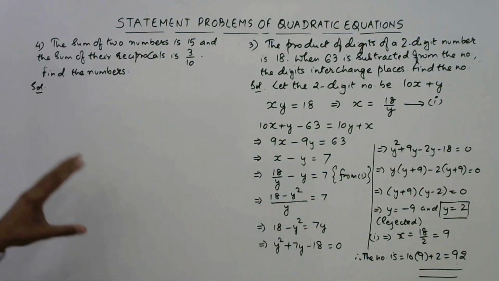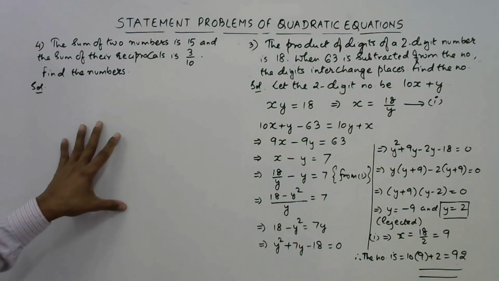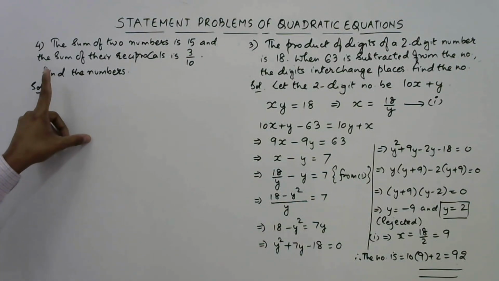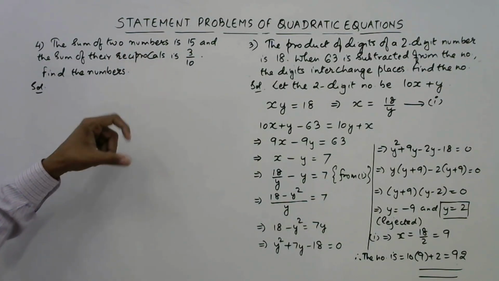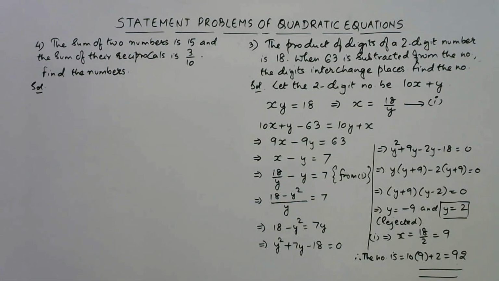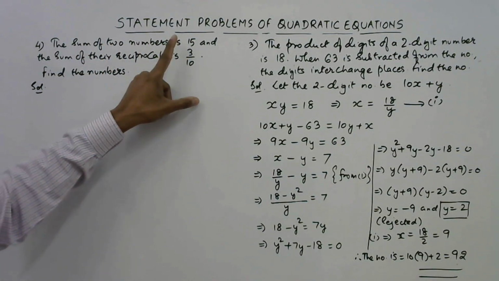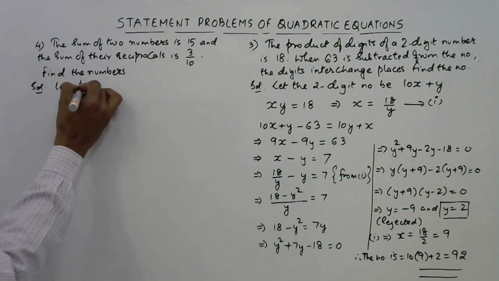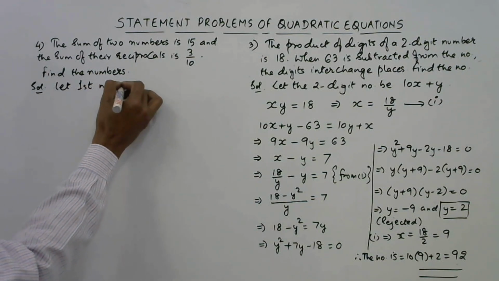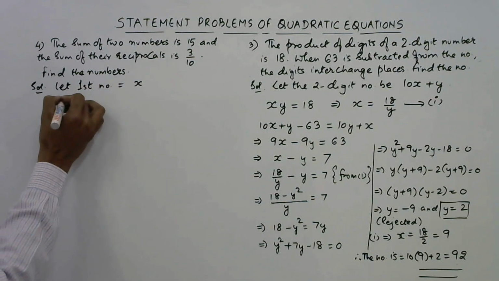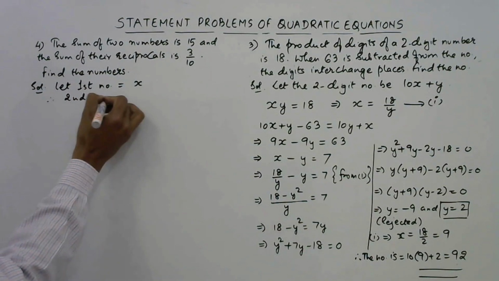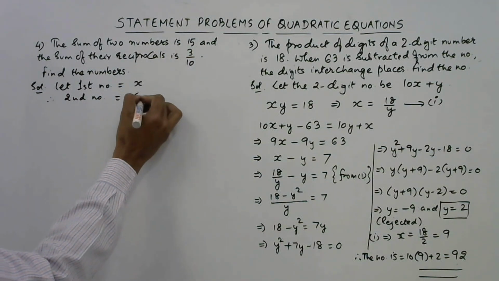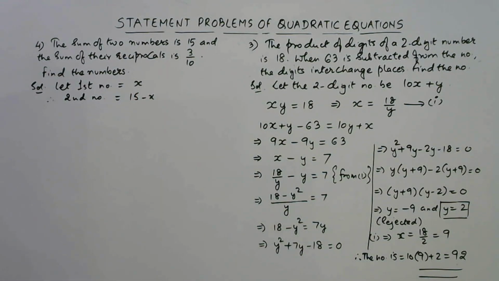And finally, we have one more question. This is a simple question of numbers. The sum of two numbers, it can be any number, maybe a two-digit number or a single-digit number, is 15. So the sum of two numbers is given. So whenever the sum is given, then this is a question of one variable only. So let first number equal to x. Therefore, second number, whenever the sum is 15, so 15 minus x will be the second number. And now the equation will be framed from the second statement.